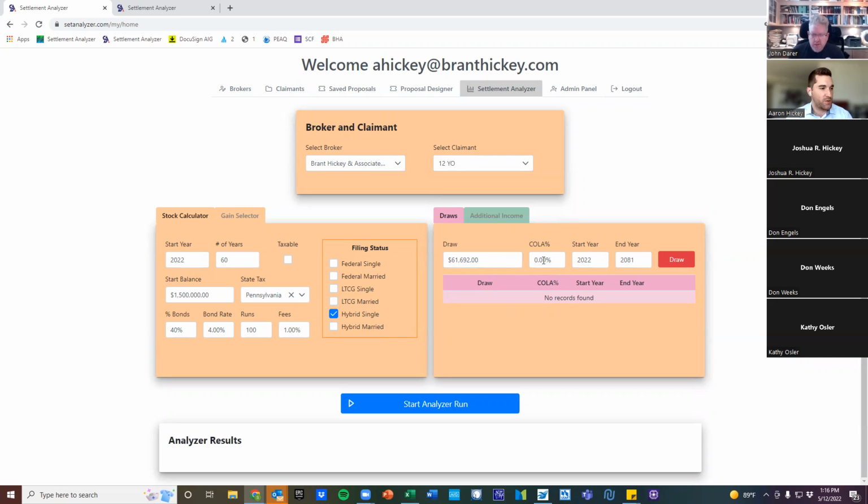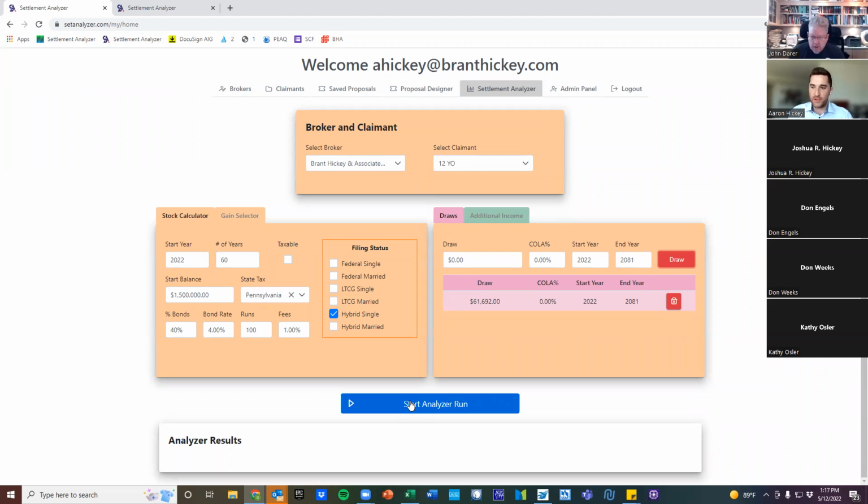You have your COLA. Should you add a COLA to an annuity, you can add one. For this one, it was straight. And then we have our start year and our end year. And again, this is going to run for the whole duration of the 60 years. So now you'll see, once we've inputted all this information, we have a blue bar that pops up down here called Start, Analyze, or Run.